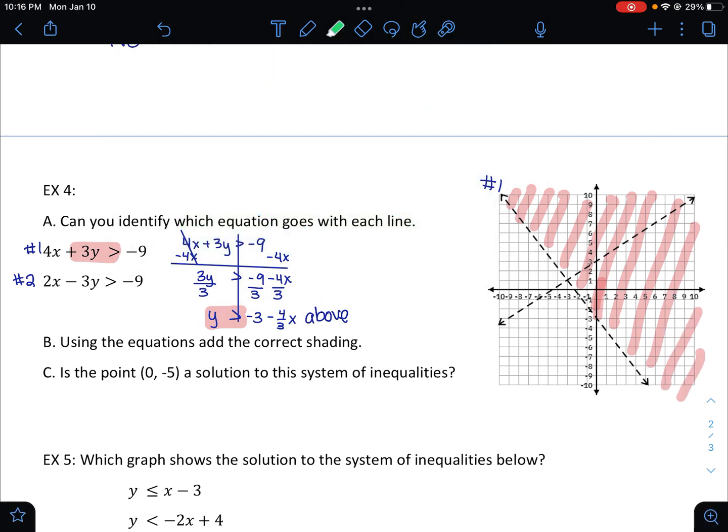For number 2, I'm not going to worry about solving it because I do know, based on looking at that negative sign, that I'm going to have to flip the inequality sign. And it's going to be opening away, which means we're going to shade below for line number 2. So on line number 2, I find my y-intercept. I go down. I'm shading below that area.